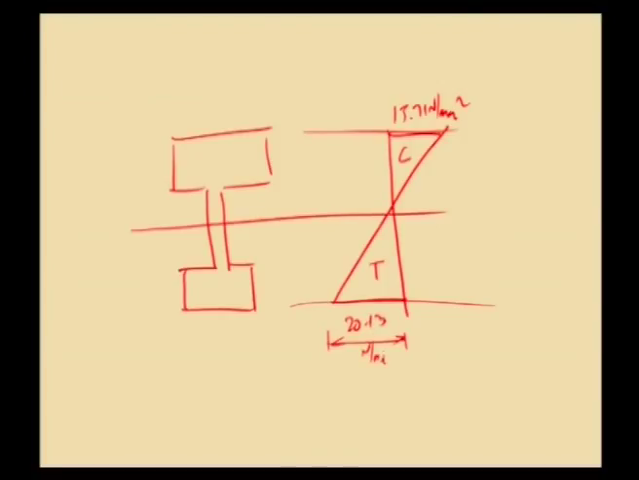Newton per mm squared. This is the bending stress distribution across the depth of the beam for the unsymmetrical I section which we have been given.